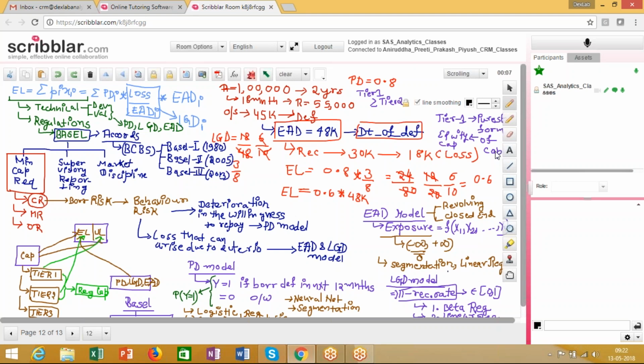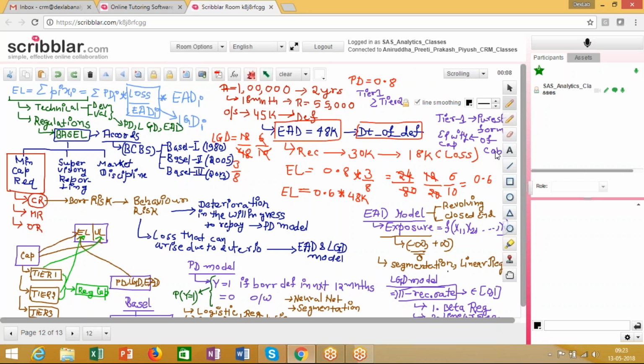Now, the entire objective of Basel as a regulatory framework is to ensure that banks are protected from each of these three layers of shocks, which comprise expected loss, unexpected loss, and potential loss. So the bank needs to be adequately capitalized so that it can absorb any of these shocks, right?